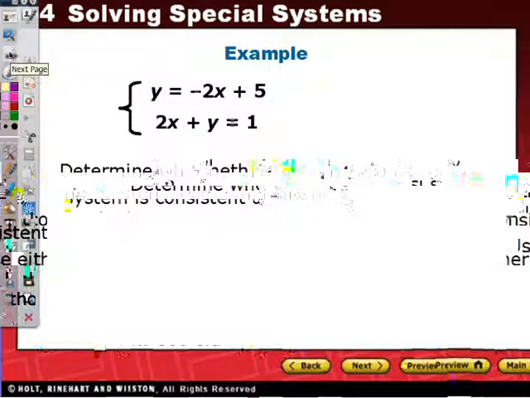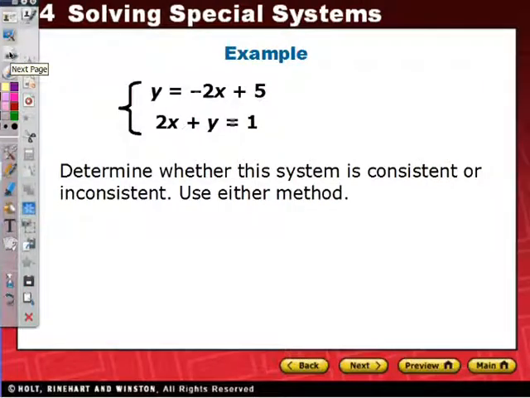Now we have a different problem. Determine whether this system is consistent or inconsistent. Use either method. Go ahead and pause the video, give it a try, either by solving for y in both equations or by using algebra.